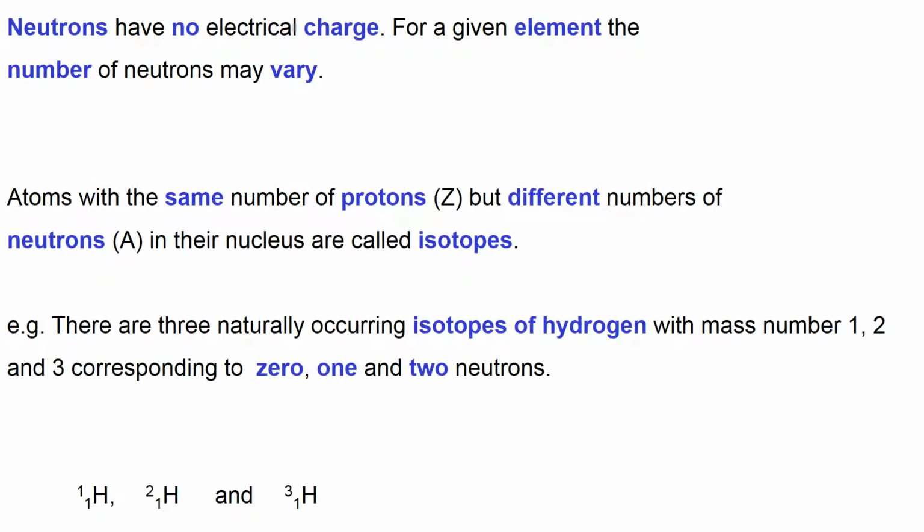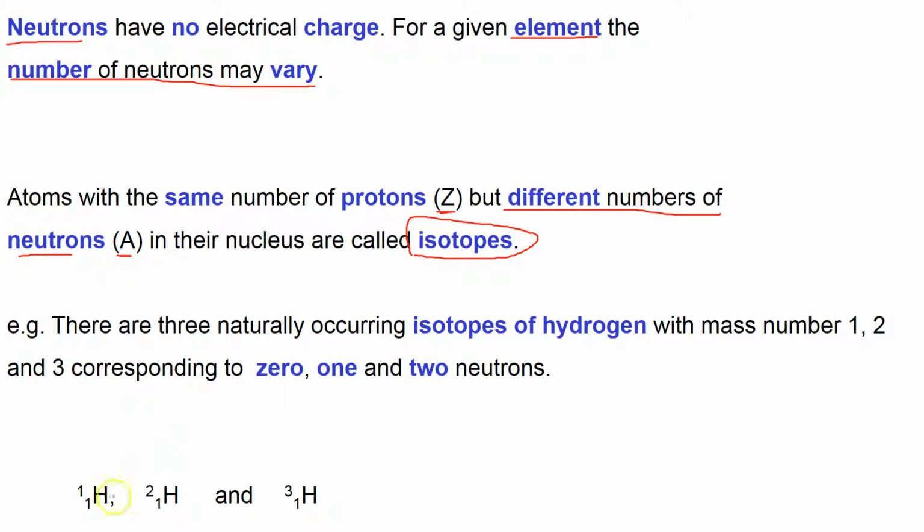So in this section, we're going to talk about isotopes. It's important to realize that neutrons have no electrical charge. And for a given type of atom or element, the number of neutrons may vary. So atoms that have the same number of protons, that is the same atomic number, but different numbers of neutrons, which will give them different mass numbers, are called isotopes. So their atomic number is the same, but their mass number is different.